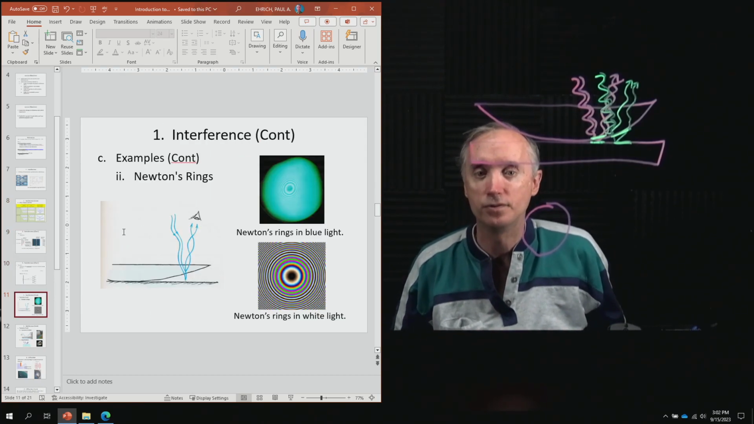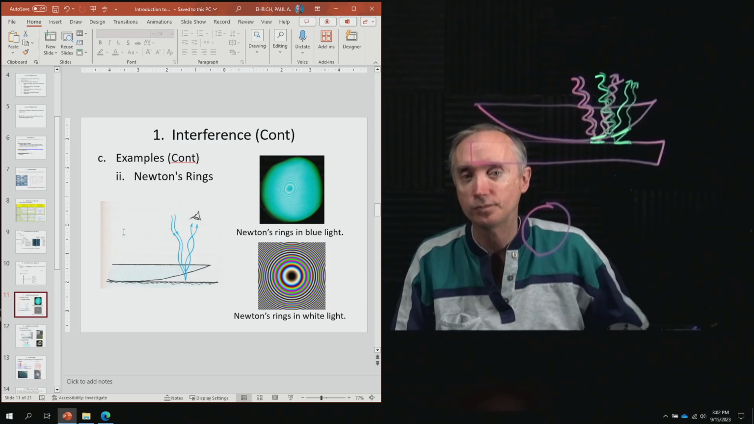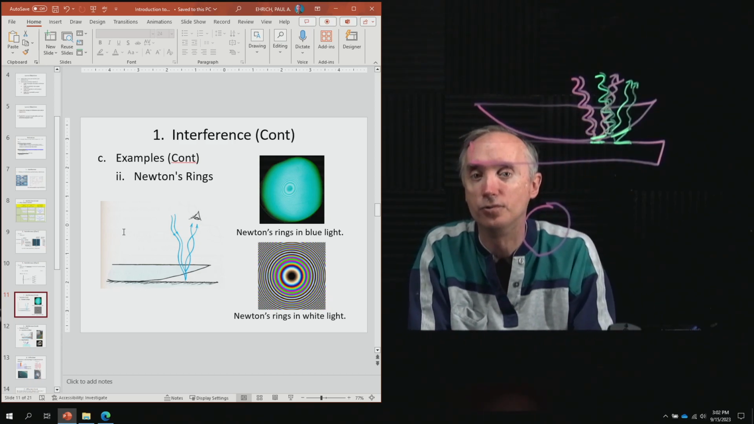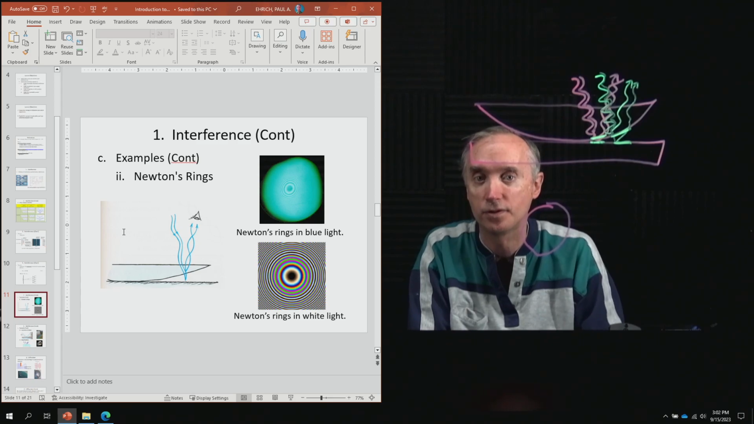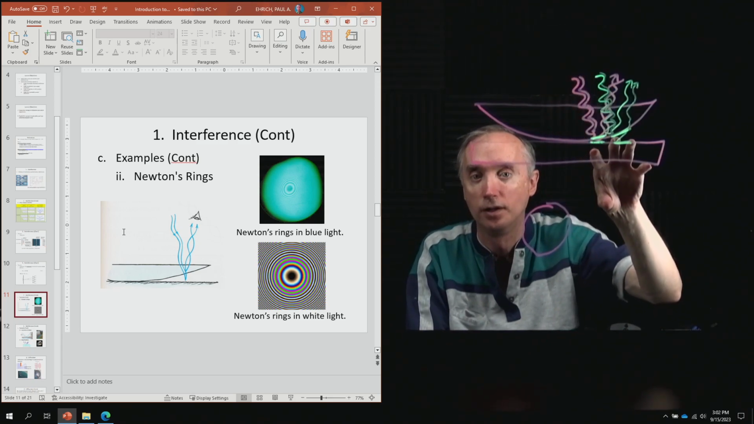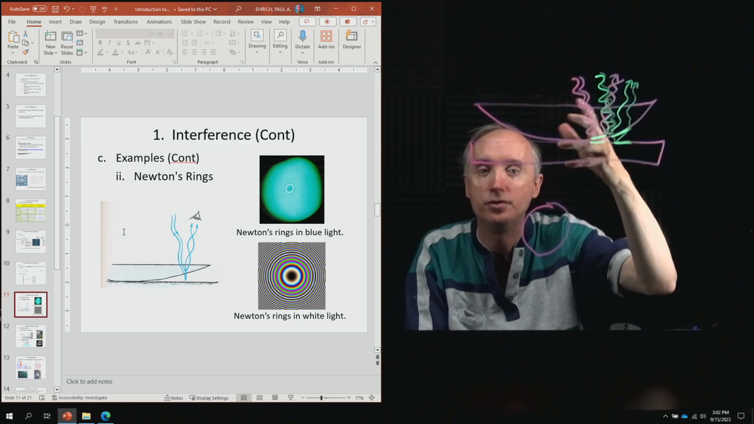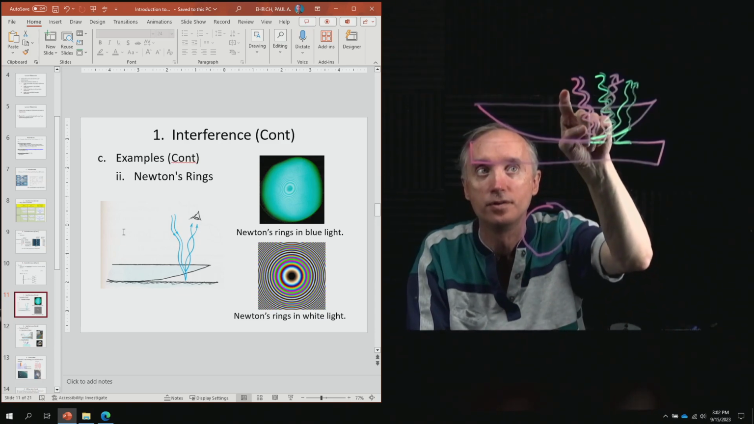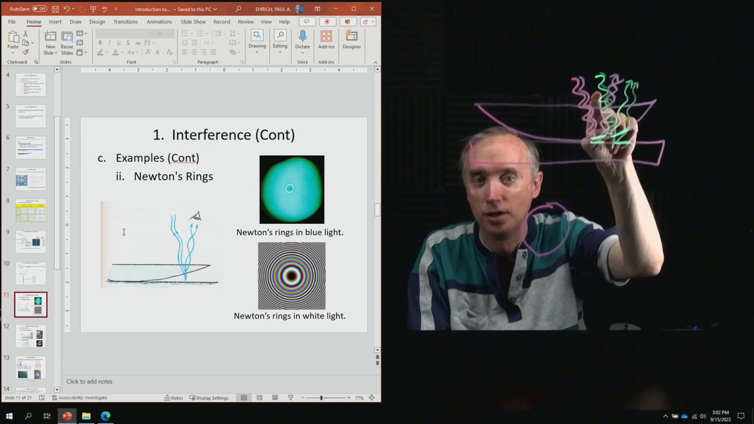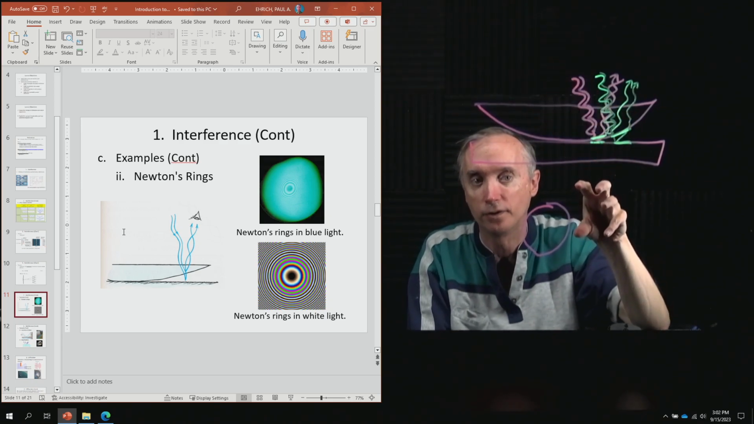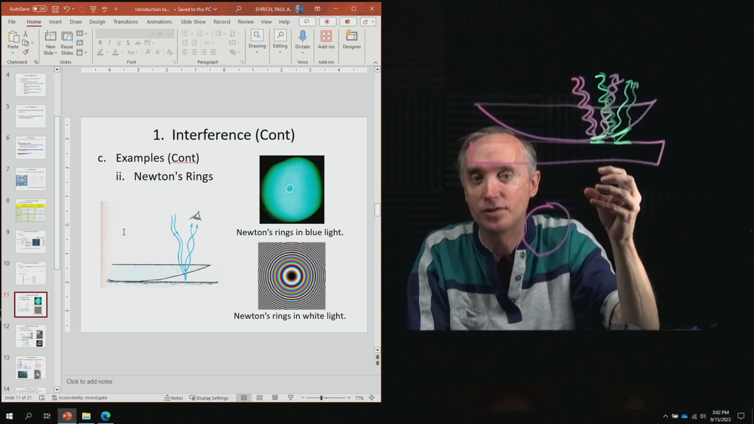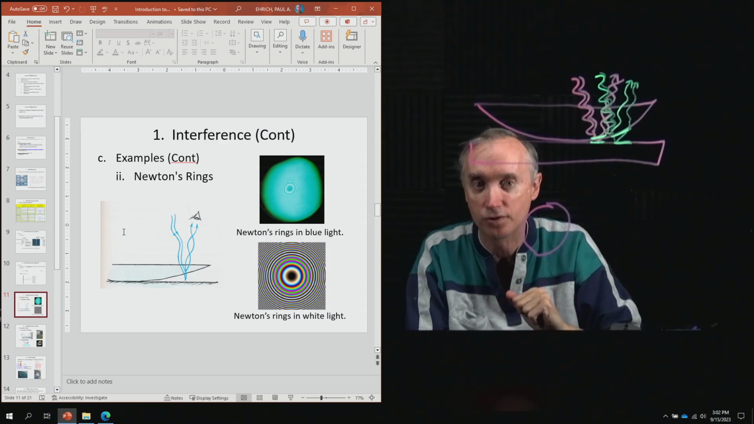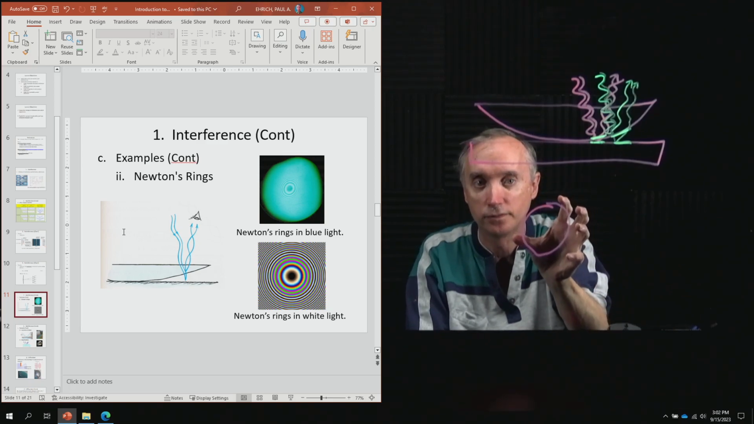So we're going to call this Newton's rings. Now, what would happen if you use white light? So this was using blue light. What would happen if you use white light? Well, white light is all the different colors of the rainbow. So where one color is going to be destructively taken out, the other colors will be there. And so you'll see a particular color.